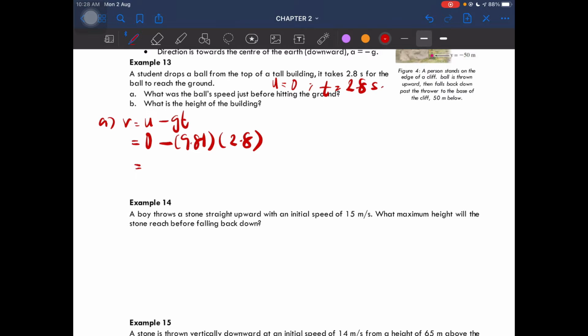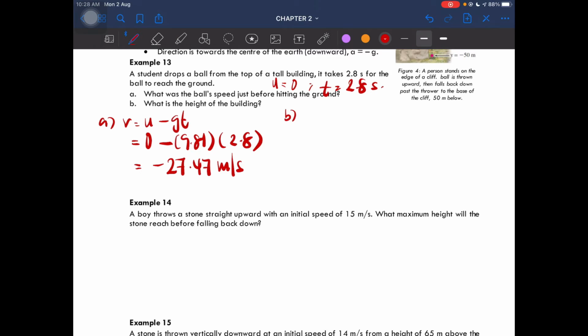Okay, so the velocity of the ball just before it hits the ground is negative 27.47 meter per second. The negative indicates that this velocity is moving downwards. All right, next, what is the height of the building?